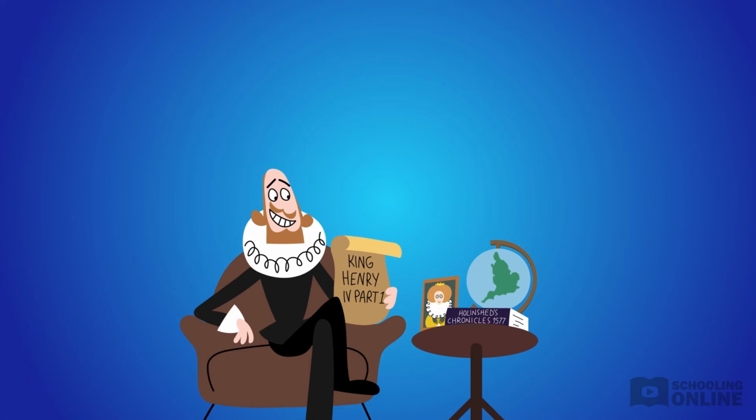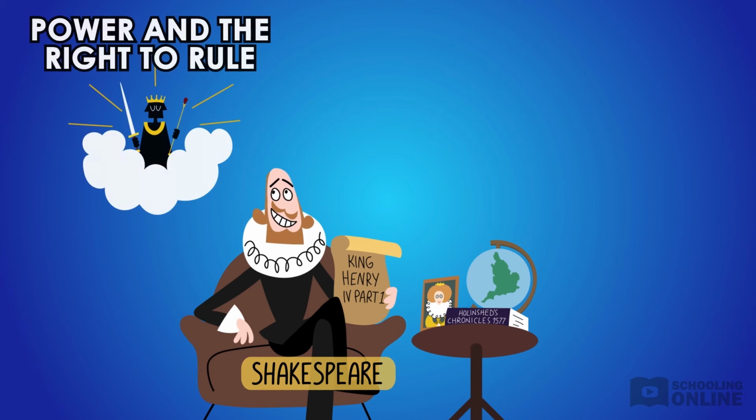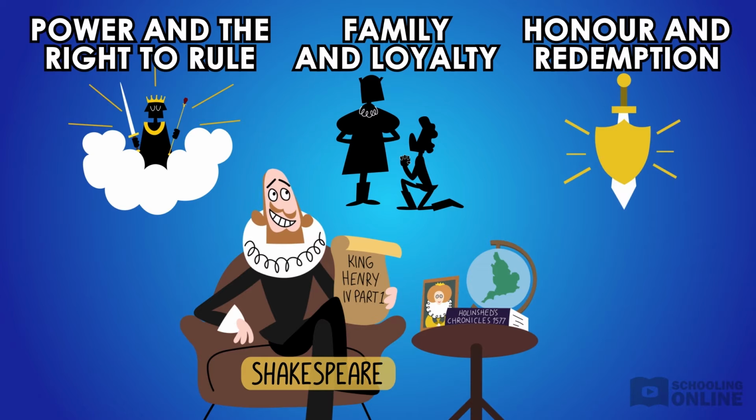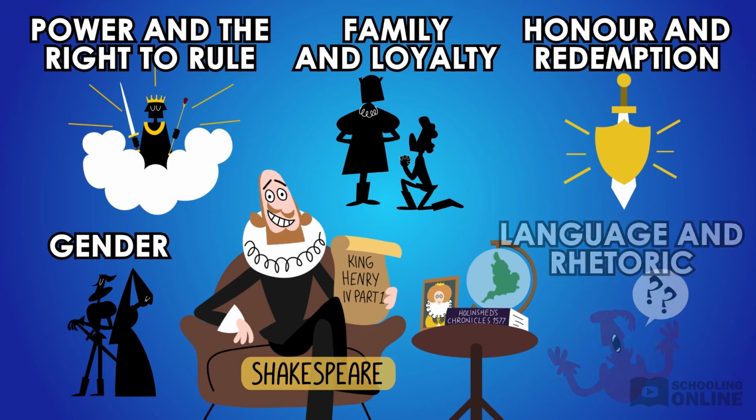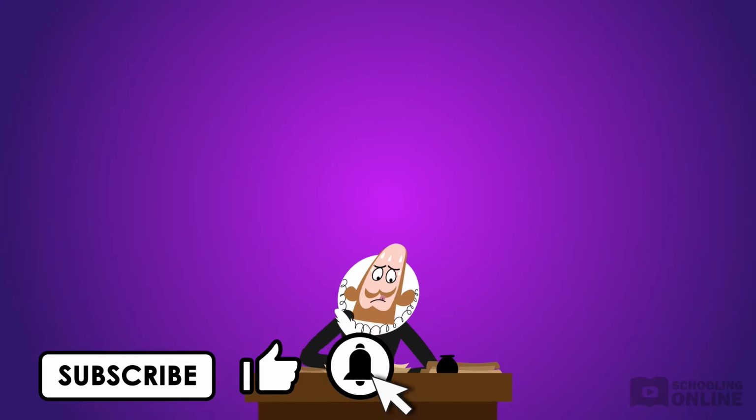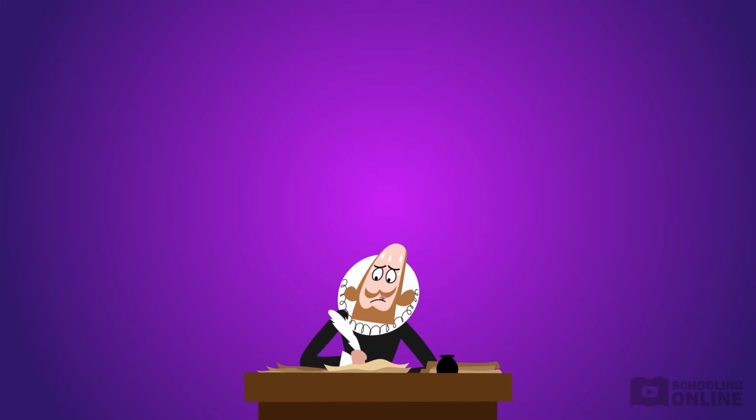In Henry IV, Part 1, we can see how Shakespeare's exploration of power and the right to rule, family and loyalty, honour and redemption, gender and language and rhetoric reflects aspects of the world as it was when Shakespeare wrote this play. Let's start with a few facts about the play itself.